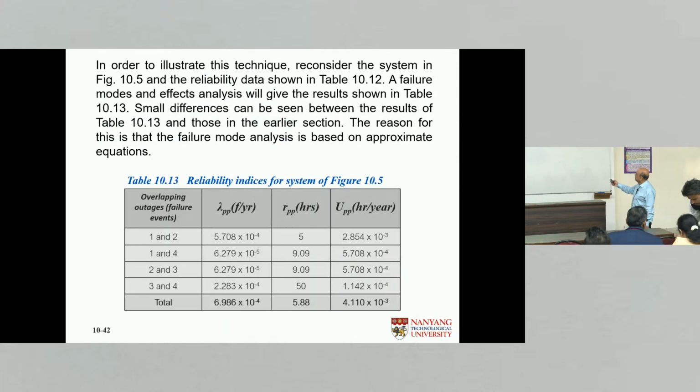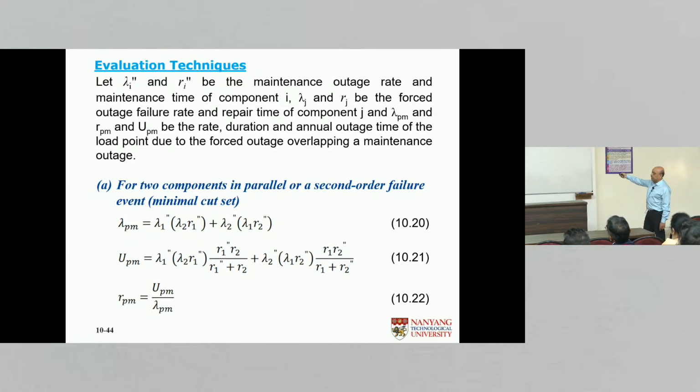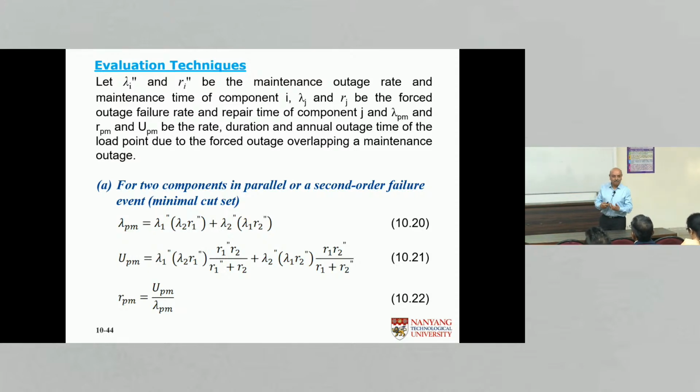So come back to that equation. Lambda PM, RPM, UPM are the outage rate, duration and annual outage time of the load point due to forced outage overlapping a maintenance outage. That's why it's PM. Forced outage overlapping a maintenance outage, not the other way around. It cannot be MP, right?